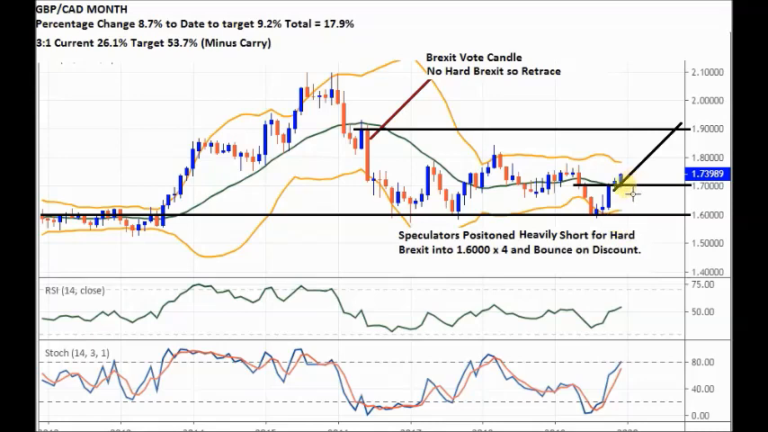So that's the profit so far. That's the potential profit to come. What I like about this trade is speculators are still pretty bearish of the British pound. So there could be more speculators to get taken out on stop. Right, let's move to the daily chart.